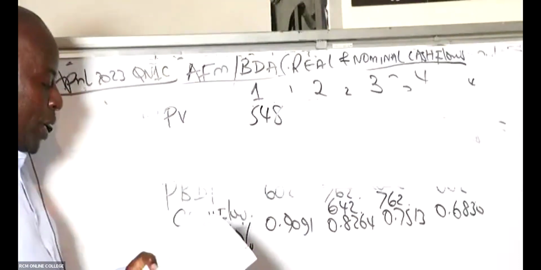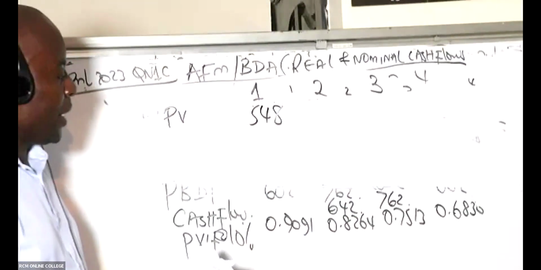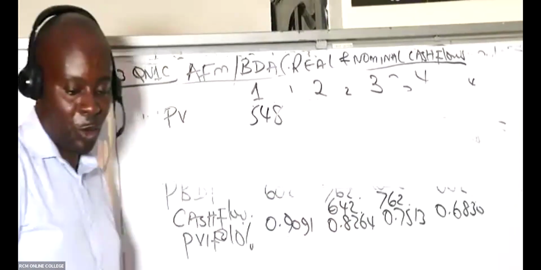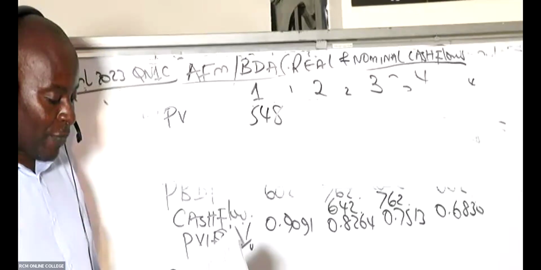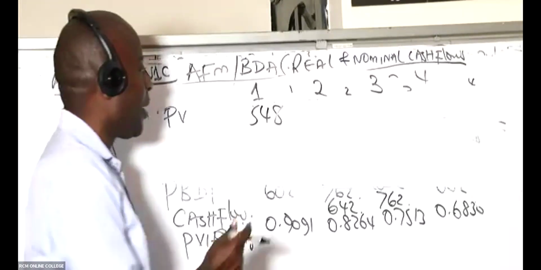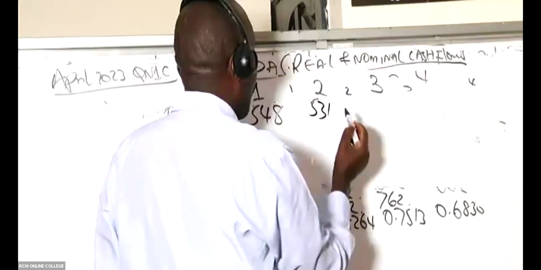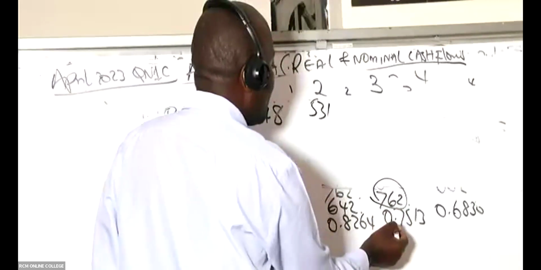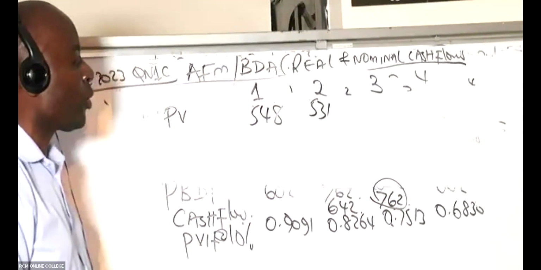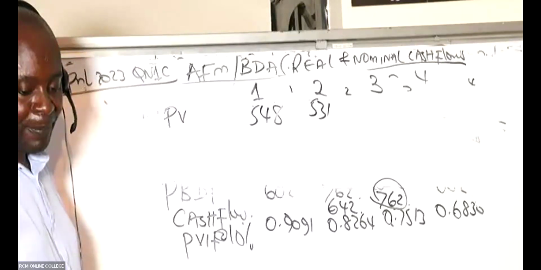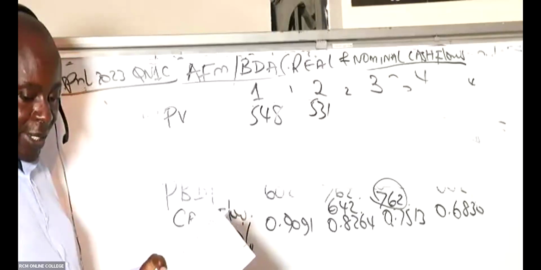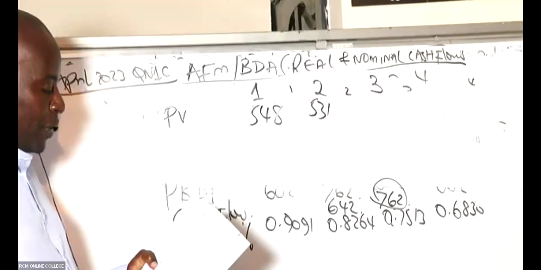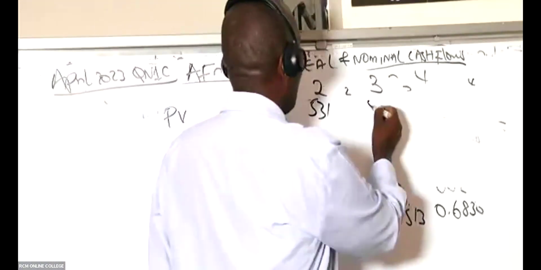How about the second one? We have 642 times this. Somebody is giving me a figure of 531. So we have here 531. And then we have the second last, this times this. What figure are we getting? 762 times 0.7513. Somebody there says 572, right? So we have here 572.